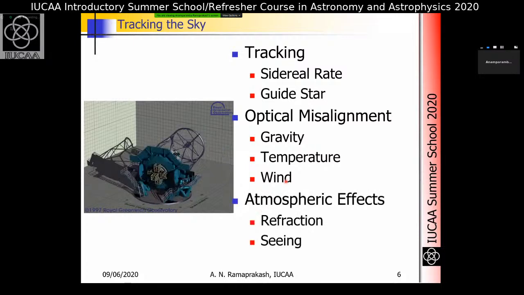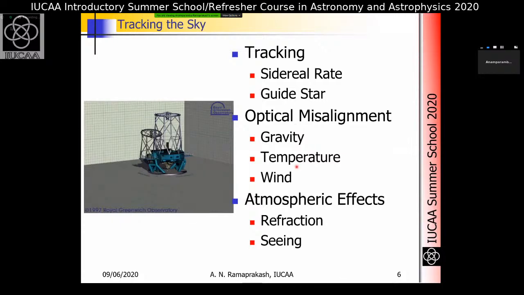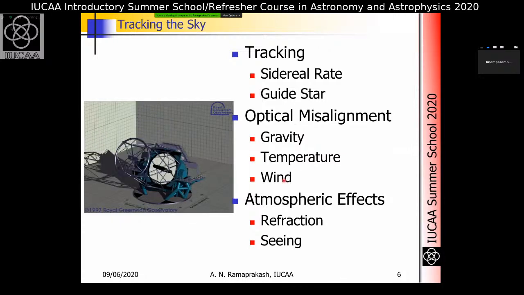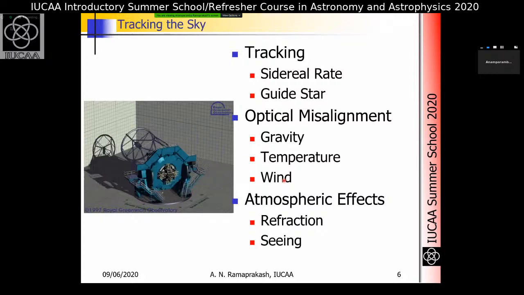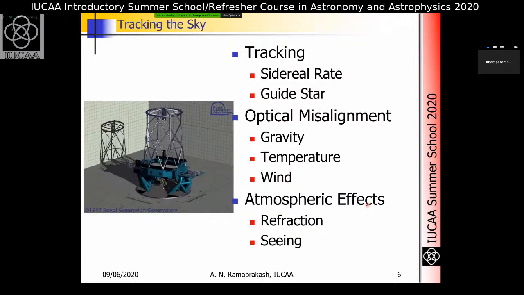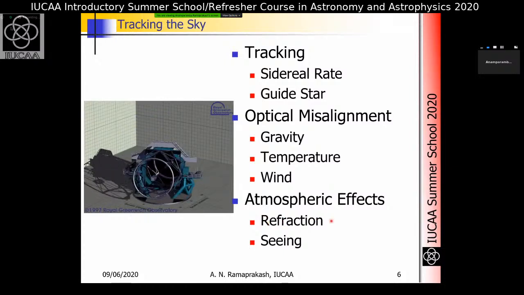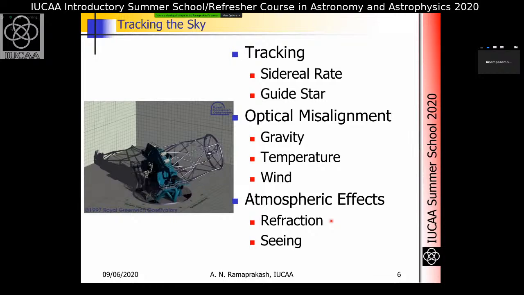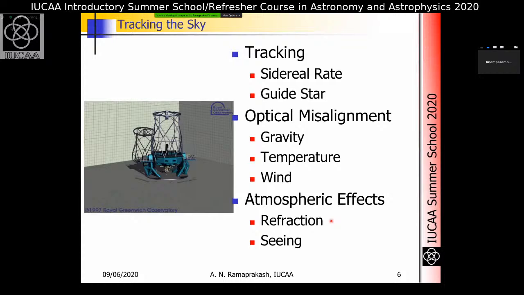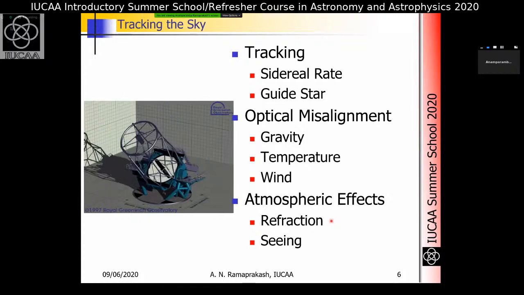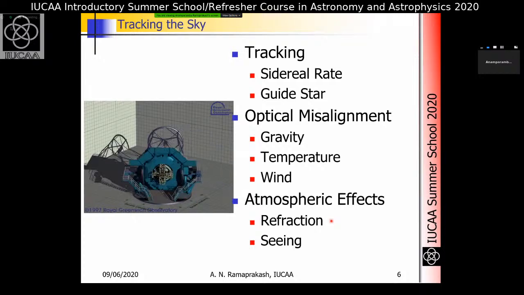Now, in addition to the effect of gravity, temperature, wind, etc., which disturbs the alignment or the pointing of the telescope, there are two other effects coming from the atmosphere. The first one is just a simple refraction, because the atmosphere's thickness and the temperature change as a function of height as light passes through the atmosphere, especially at angles which are away from the normal direction.